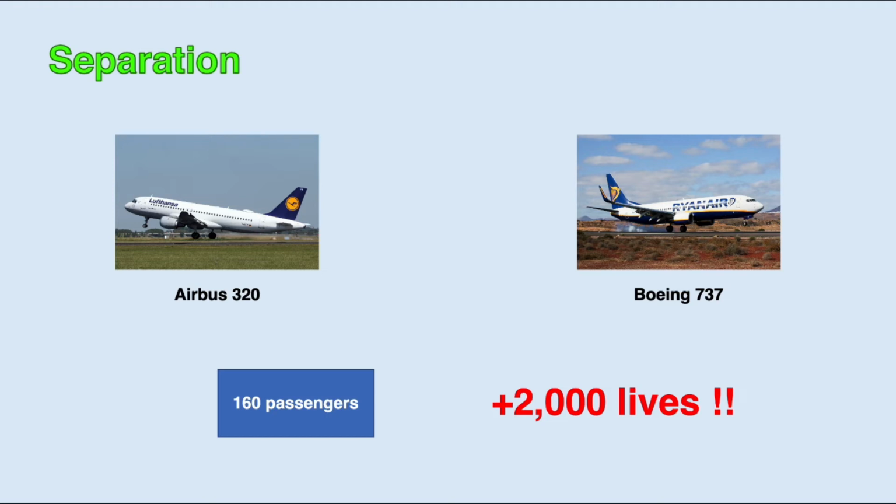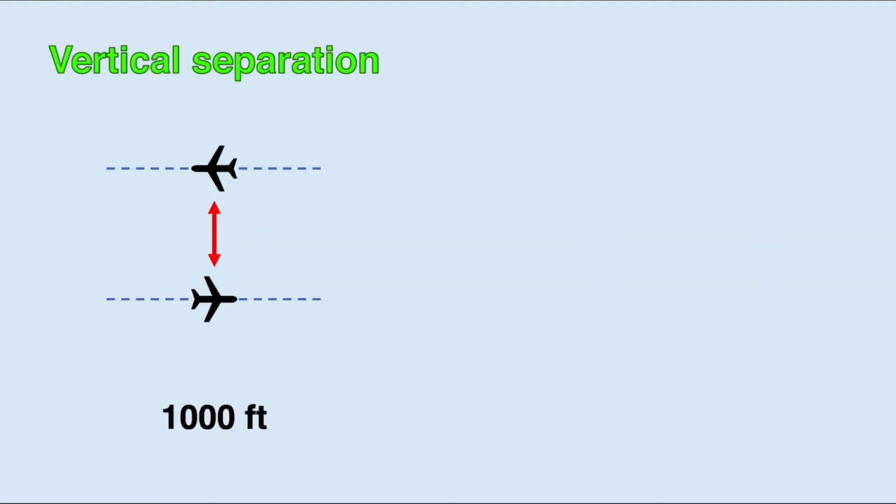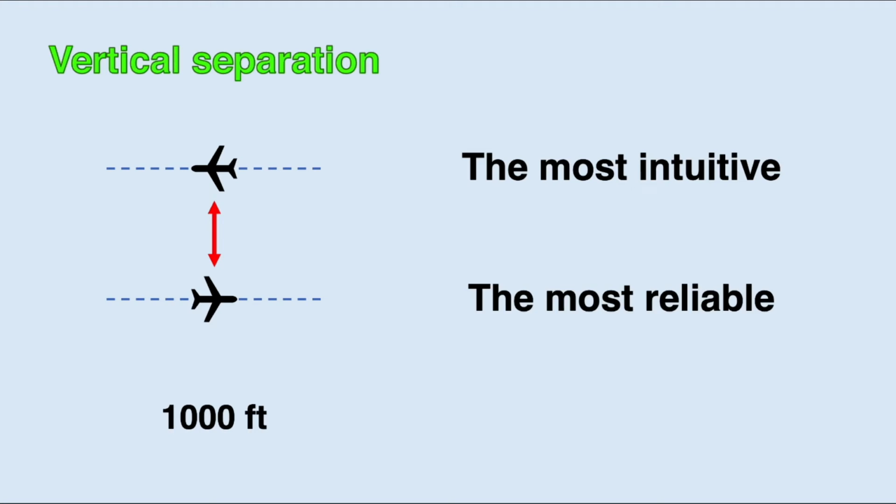So we were talking about the vertical separation, and the minimum separation vertically is 1,000 feet between one plane and the other. And this separation is the most intuitive, because you can see if one traffic is above the other. It's very easy to see if they are separated or not. So it's the most intuitive, but also the most reliable, because that means that horizontally you can approach planes closer without risking the loss of separation. And for that reason, the vertical separation is more reliable than the other methods.